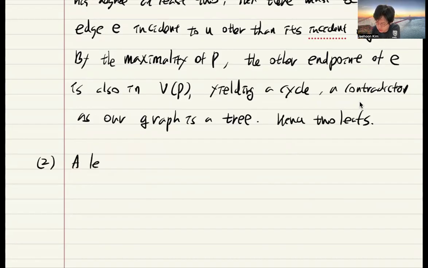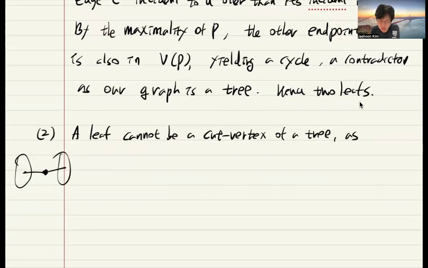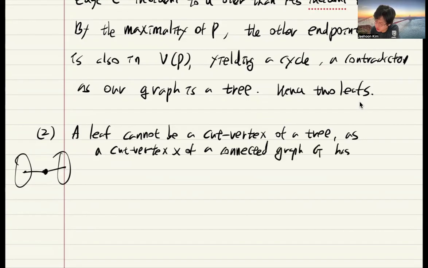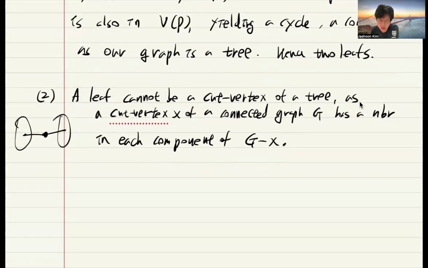But what do we know? This is a leaf, this cannot be a cut vertex of a tree. Why? If you have a cut vertex, so deleting this leaves more than one component, there must be an edge from this vertex to this component in the original graph. As a cut vertex X of a connected graph G has a neighbor in each component of G minus X. So this is not a cut vertex.